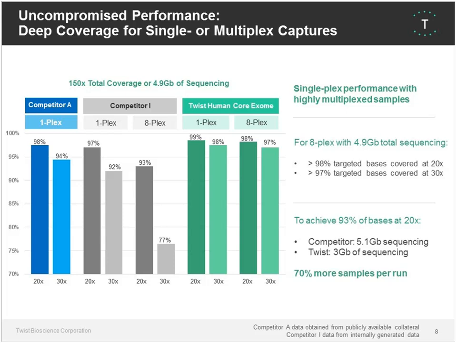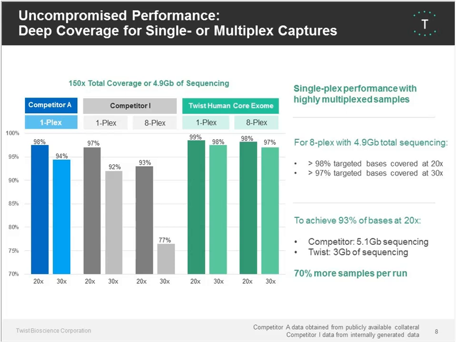The first thing that should jump out is that there doesn't seem to be too much of a difference in performance between our singleplex and our 8-plex configuration, which is the case. And what we like to say is that customers will get singleplex quality data with Twist exomes in an 8-plex configuration. And this can have a lot of downstream positive effects in workflow.